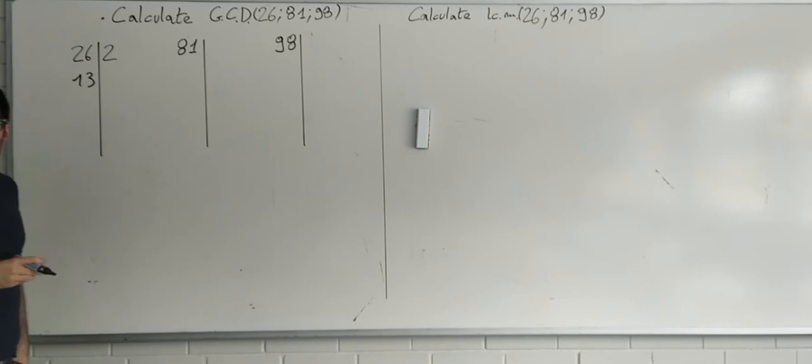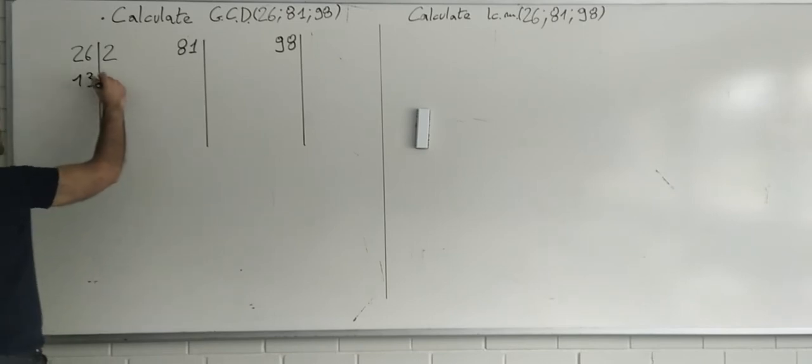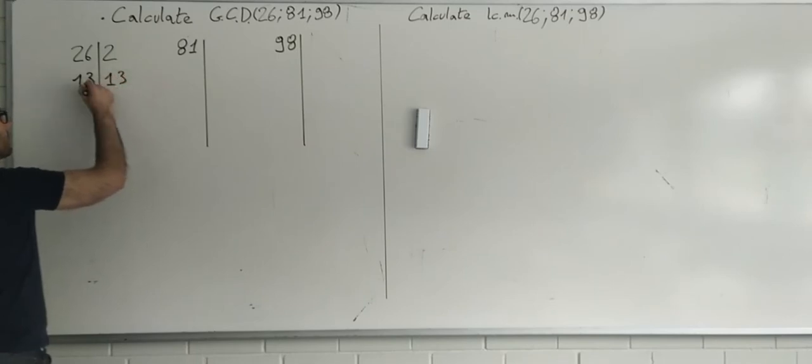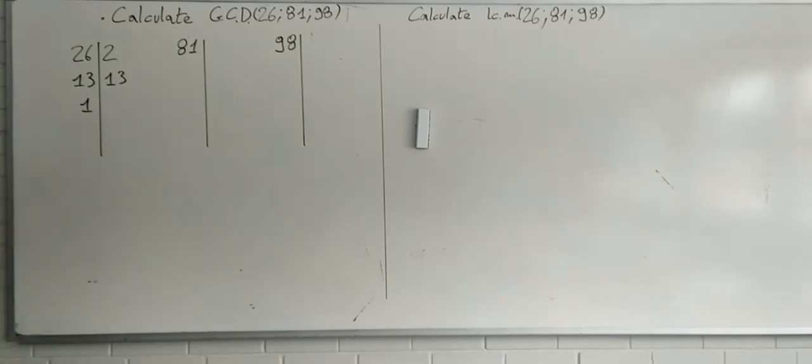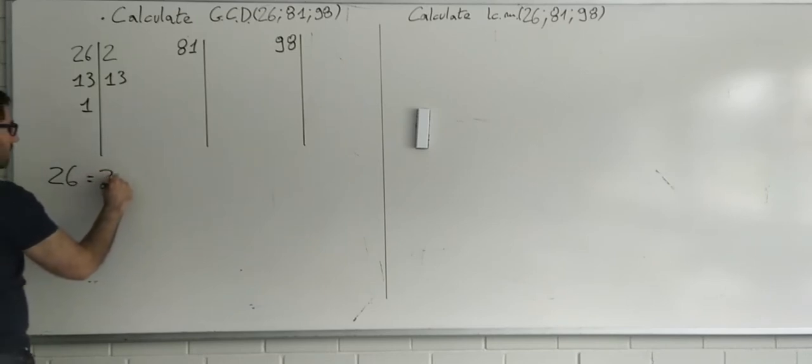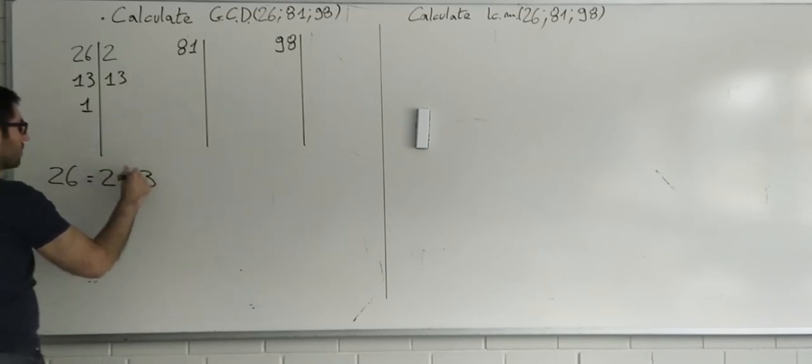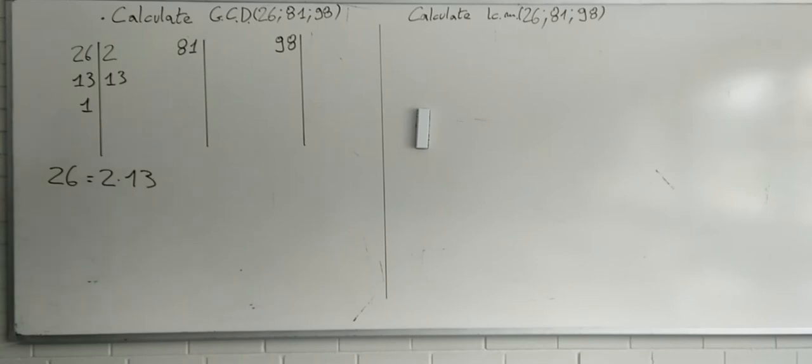13 is a prime number, can only be divided by 1 and itself. So let's divide it by itself. And 13 divided by 13 is, of course, 1. Pretty short factorization. Therefore, you can write 26 as the product of all the numbers on the right hand side. It's 2 times 13. Perfect.